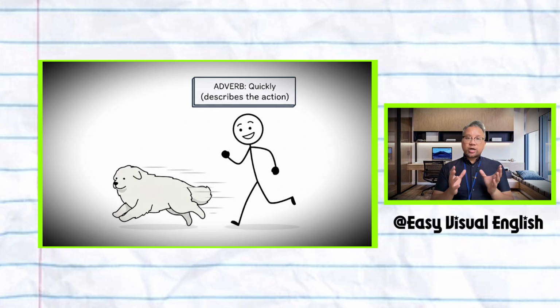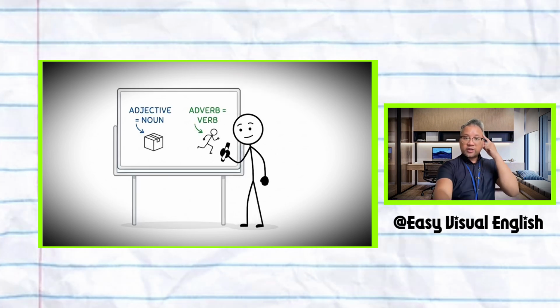Adverbs usually describe verbs. They tell us how an action is done. The dog is running. How? Quickly. Think of it this way. Adjectives modify nouns. Adverbs modify verbs. It's all about what you are describing.